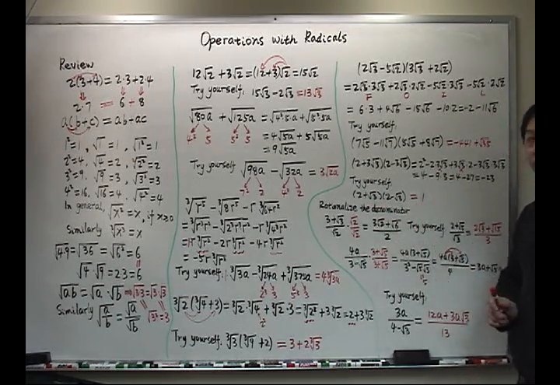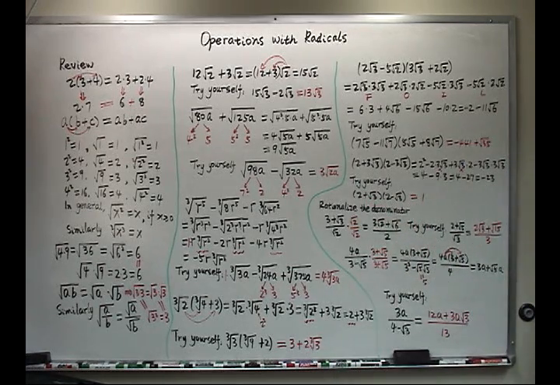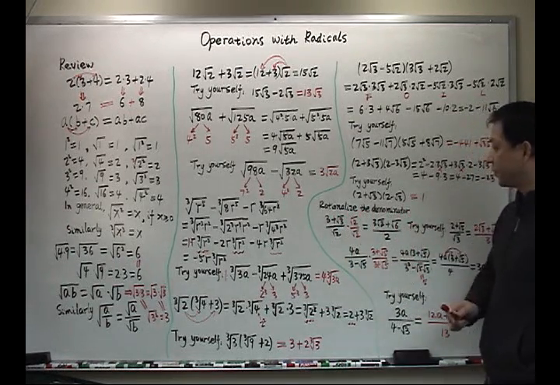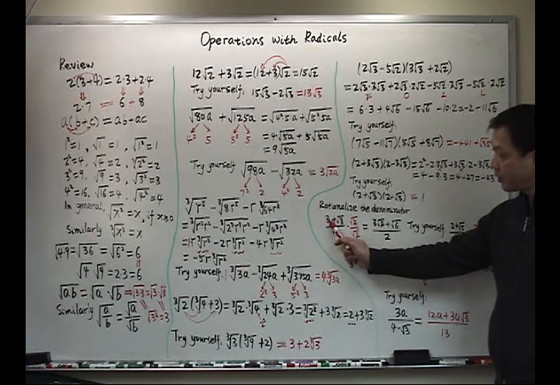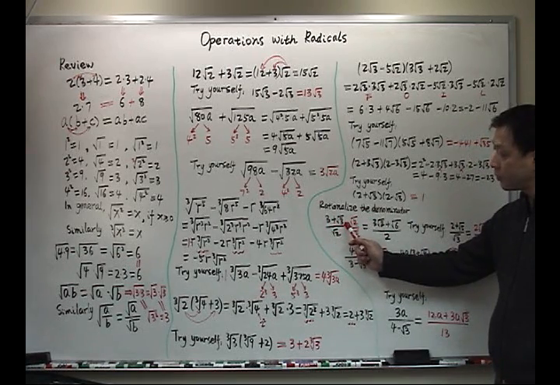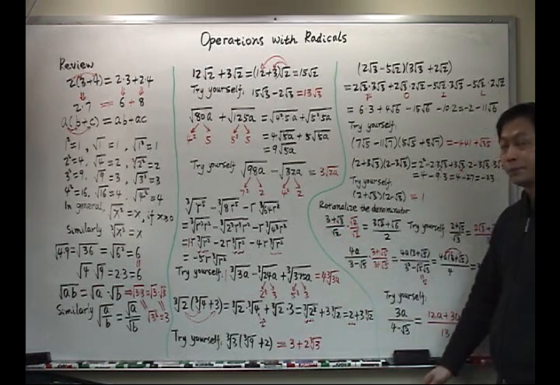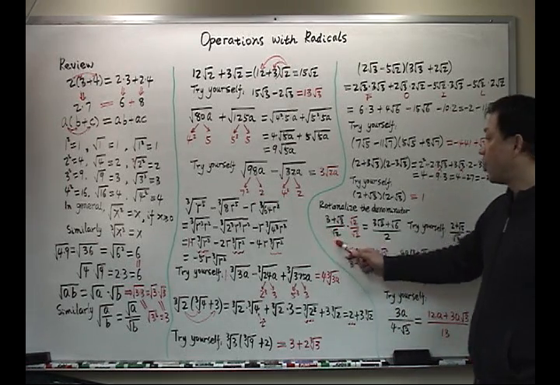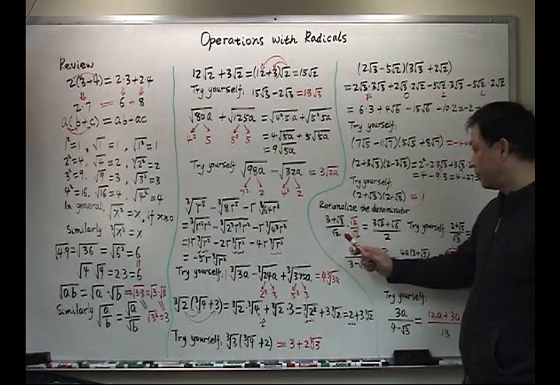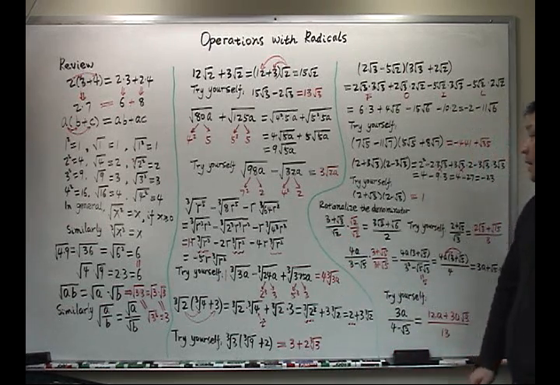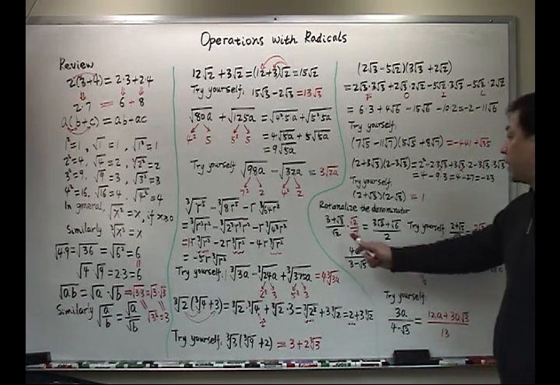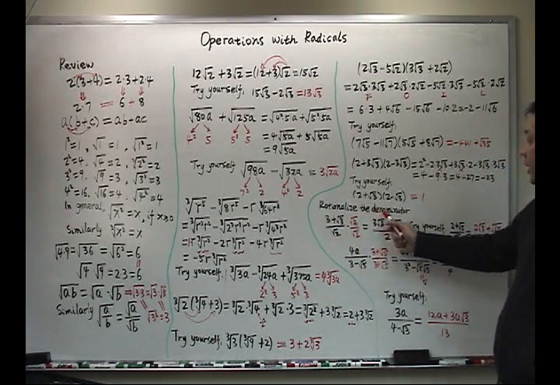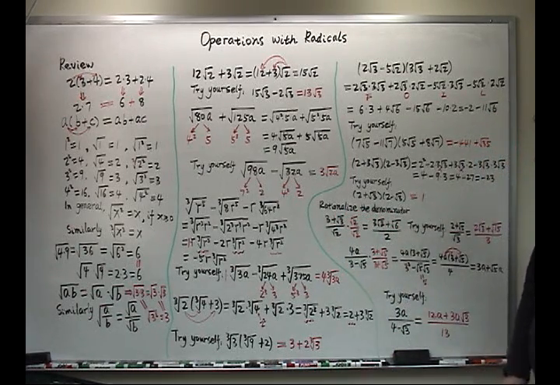Try this one yourself. Now, let's look at rationalizing the denominators. This is (3 + √3) over √2. We know we don't like the denominator to be a radical number. So we want it to be an integer. That is called rationalizing the denominator.